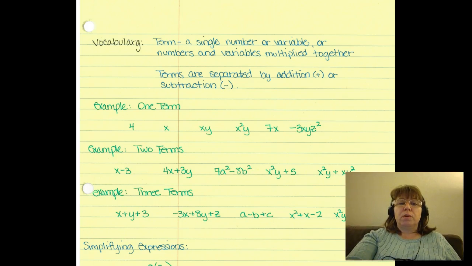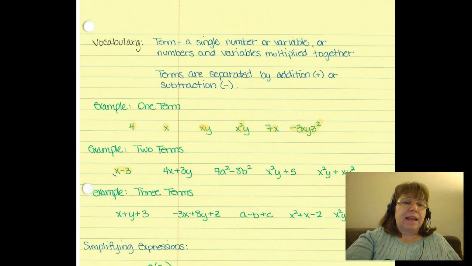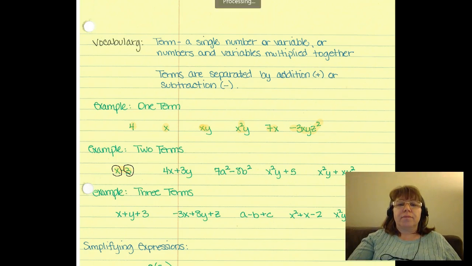For example, one term would be the number 4, an x times y, an x squared times y, a 7x, a negative 3xyz squared. The only separation between any of these, the x times y or the x squared y, these are multiplication. There's no addition and subtraction, so that is one term. Now examples of two terms would be x minus 3. The first term is x. My second term is 3.